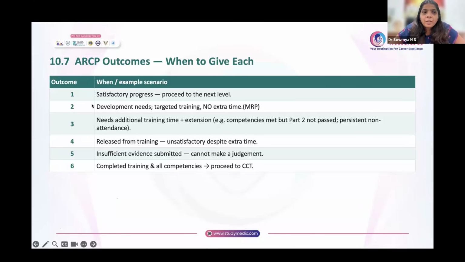These are the different outcomes you can get. I have examples, don't worry. Outcome 1 is the best outcome you can have: satisfactory progress, and you're automatically moved to the next level. If you see outcome 1, done and dusted for that year. Outcome 2: you are really good. You can move to the next year, but you need targeted training. For example, manual removal of placenta. You did most of the things very well, but manual removal of placenta is something which you couldn't do. Probably you didn't get extra cases. So you are not held back because of a few things, and it is not going to affect your progression to the next year. That is outcome 2.